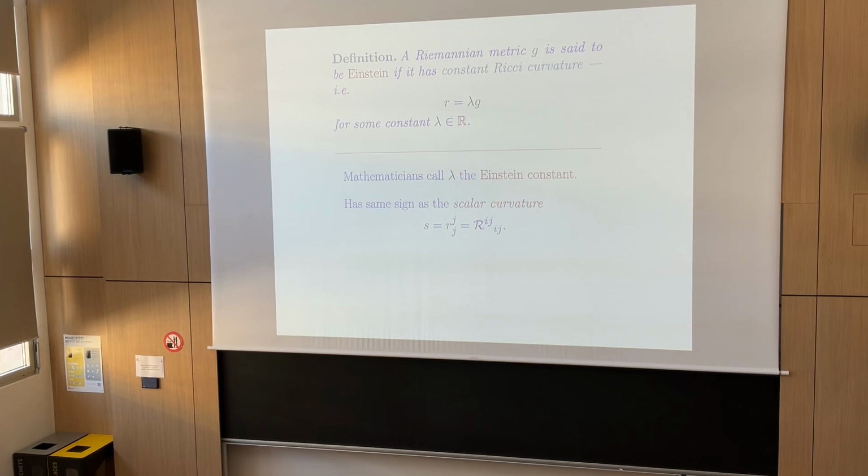It has the same sign as another form of curvature I haven't mentioned yet. The scalar curvature is, by definition, the trace of the Ricci tensor, or that's the full trace of the curvature tensor. And the scalar curvature for an Einstein n-manifold would actually be n times the constant lambda. So in particular, for an Einstein manifold, the scalar curvature has the same sign as the Einstein constant.